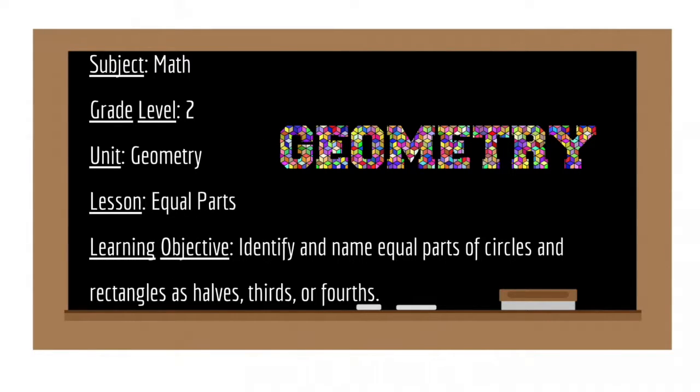I am a 2nd grade teacher, so this is a 2nd grade math lesson that I actually taught in class. The unit we worked on was for geometry and covered lessons on equal parts. That being said, it means that they will be able to identify and name equal parts of circles and rectangles as halves, thirds, and fourths. This particular lesson had the span of 2 days.